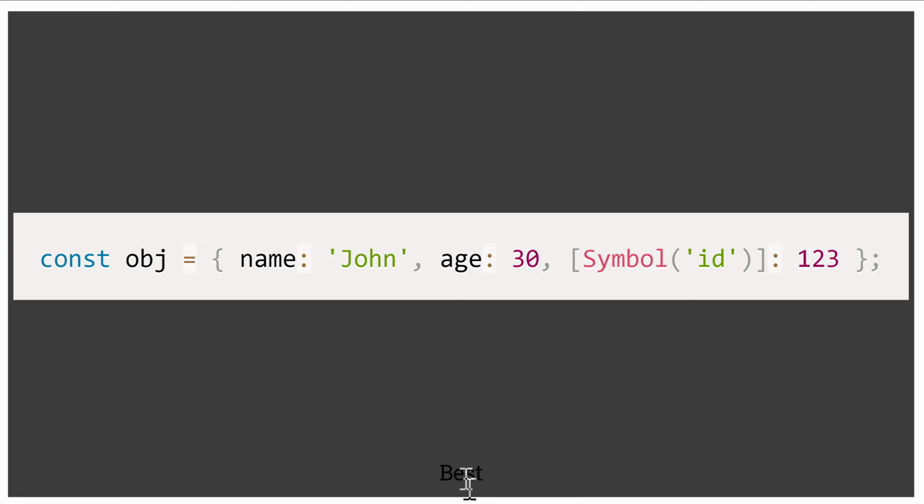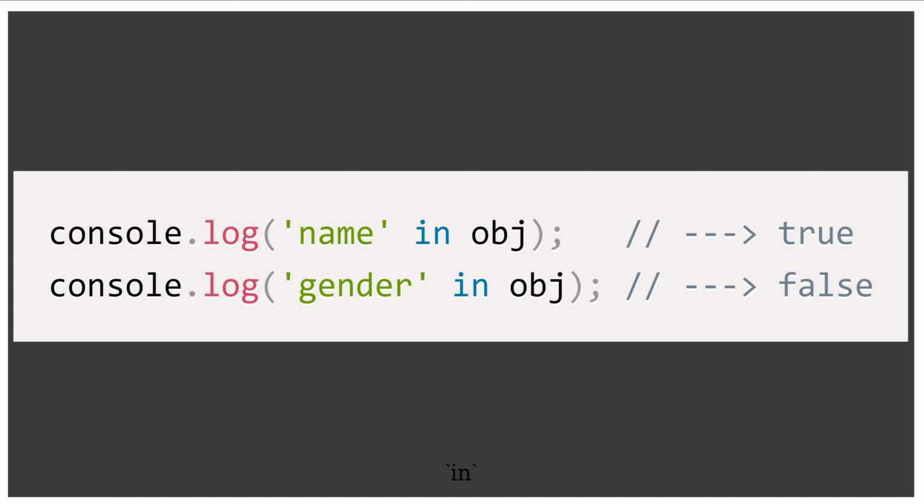Maximizing code efficiency. Best practices for optimizing key existence checks in JavaScript. 1. In operator. Pros: Easy to use. Can check for inherited properties from the prototype chain. Cons: Includes inherited properties, not just own properties.